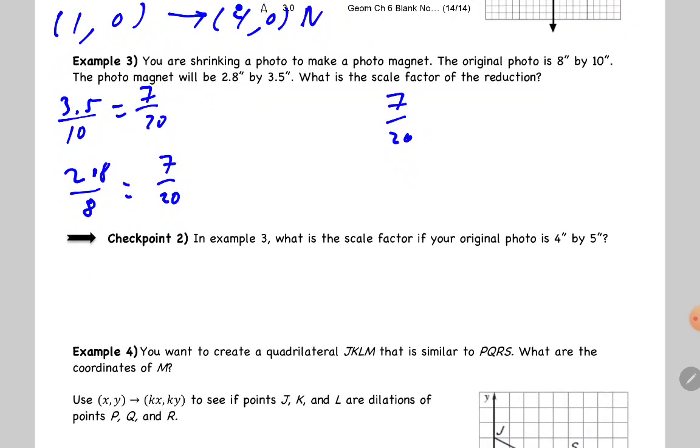What is the scale factor if your original photo is 4 by 5? Okay, so same thing, we can do 2.8 over 4, or we can do 3.5 over 5. This would be 7 over 10. And this is also 7 over 10.